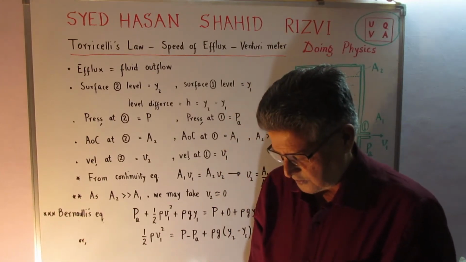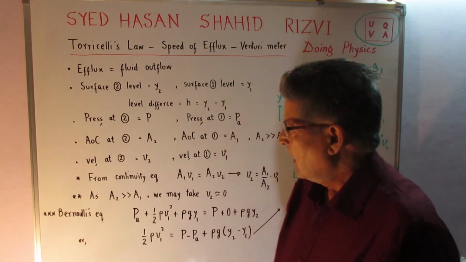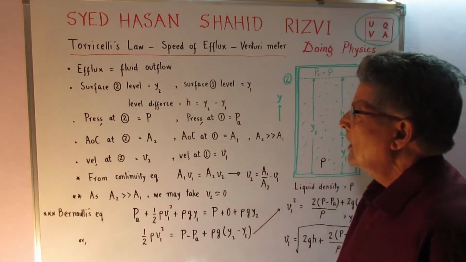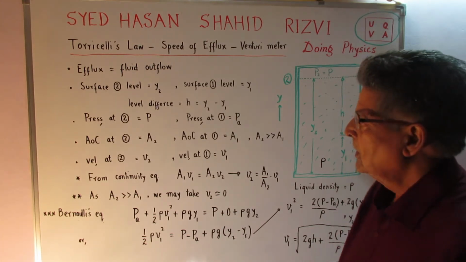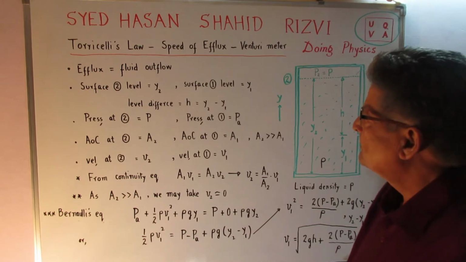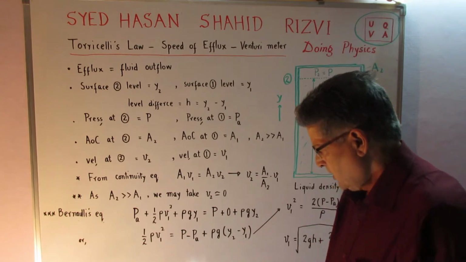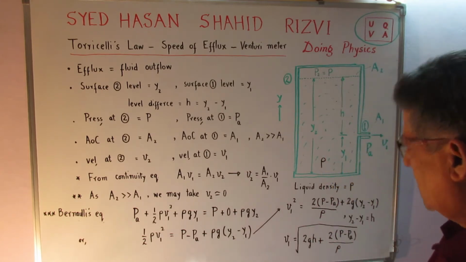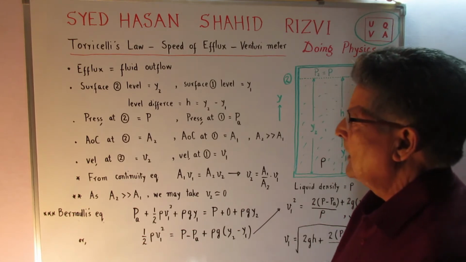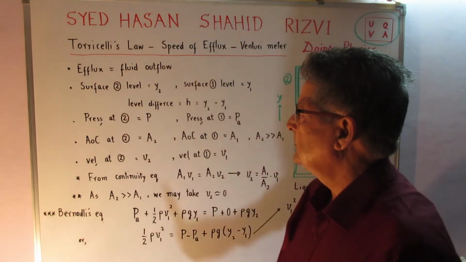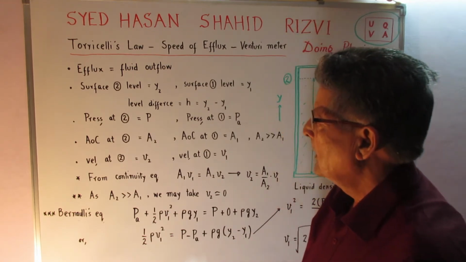Now, to apply the continuity equation and Bernoulli's equation of various heads, we will deal today in what is known as Torricelli's law, the speed of efflux and Venturi meter, plus other things. Now, to explain it to you, first of all, I will explain the word efflux. Efflux means fluid output. Okay?